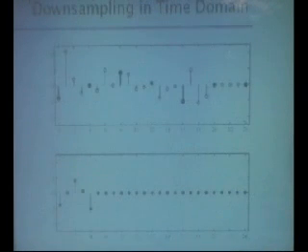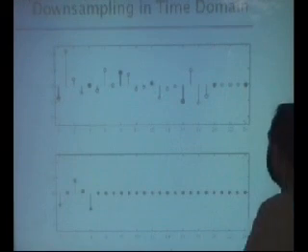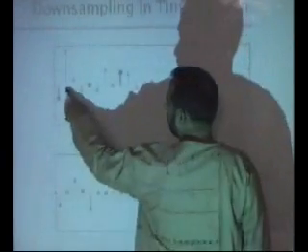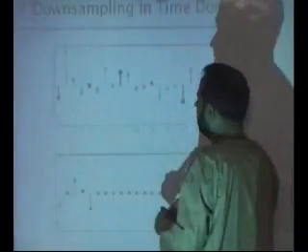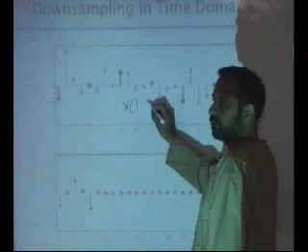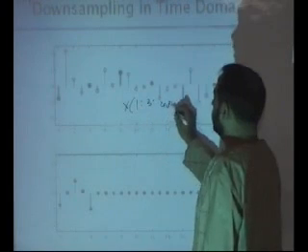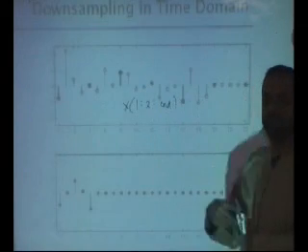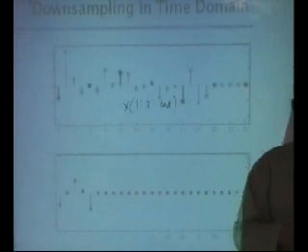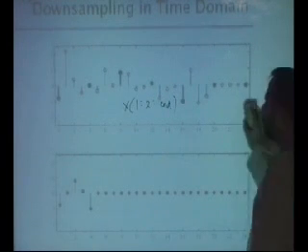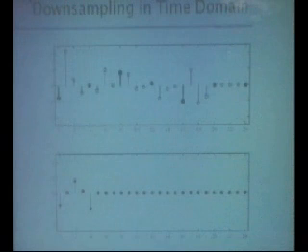Otherwise doing decimation in time is simple, that you are keeping this sample and throwing away. This is decimation by 4. Out of 4 samples you keep 1. In MATLAB it is very simple, x, 1 and whatever, 3 to n. 1 2 means you are keeping every other sample. 3 means you are keeping this, 4 means you are. So it's simple in MATLAB. A simple command will do the decimation for you, because decimation simply means throwing away samples.